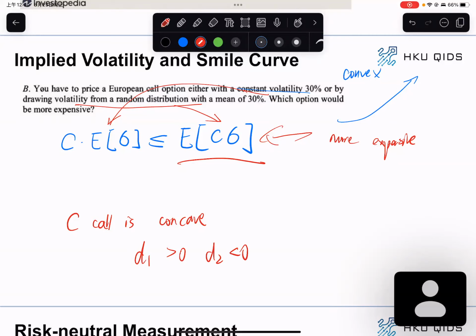You just need to take the second order derivative according to the volatility sigma. And actually it is this one: vega multiplied by sigma, d1, d2. This is called Volga. This is just Vega. So we know Vega is positive for all options, of course.